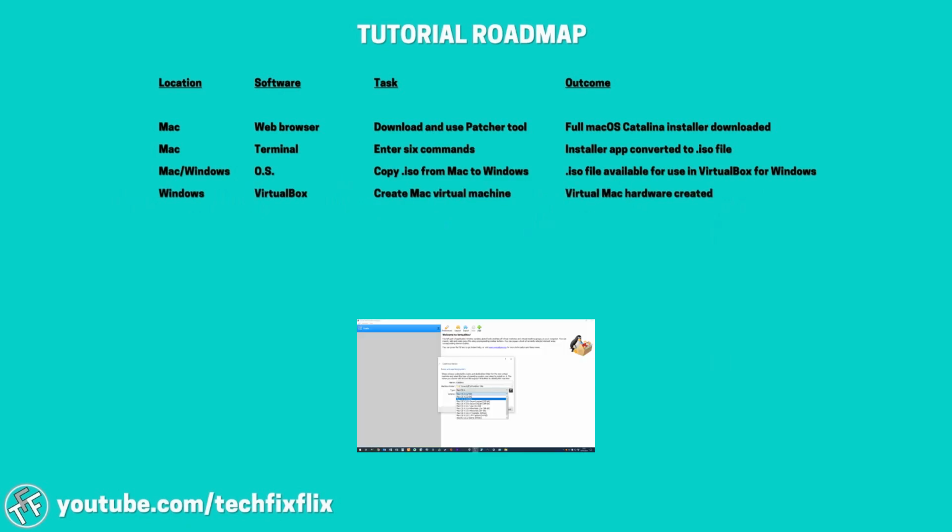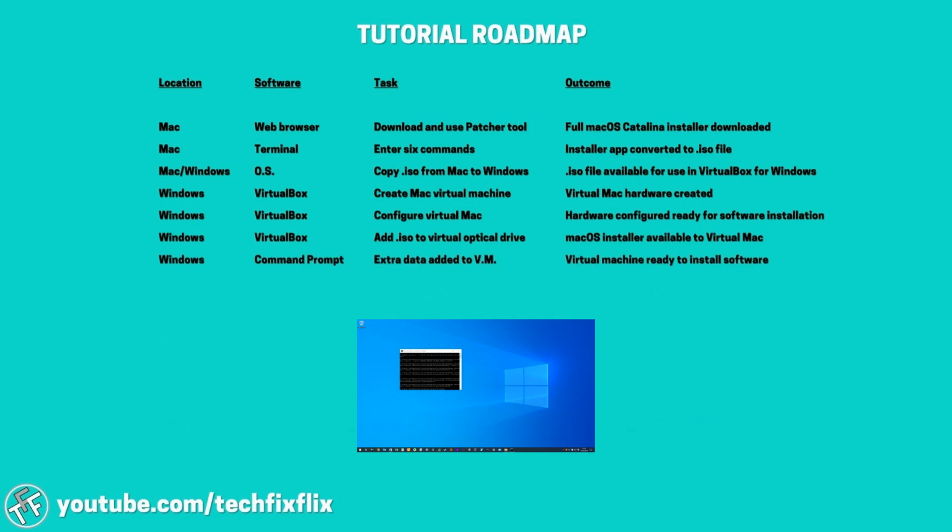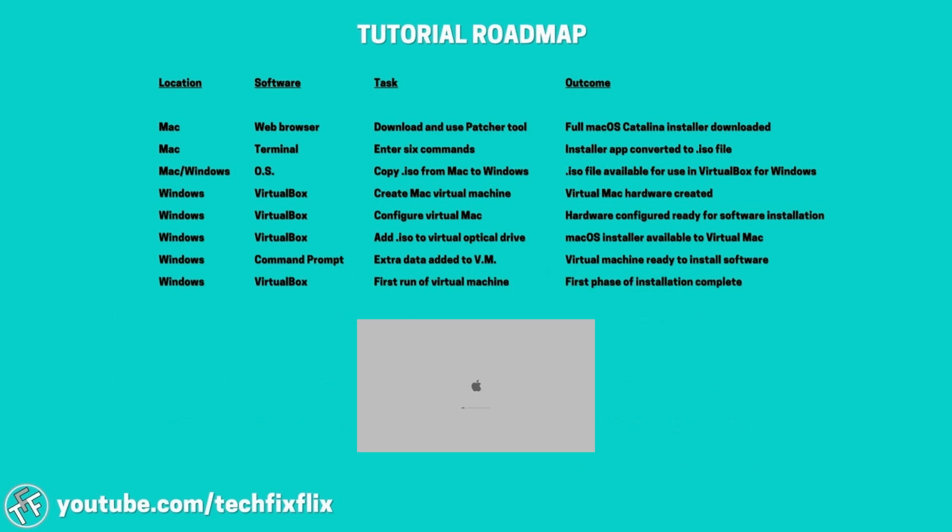We will run VirtualBox on Windows and create a macOS virtual machine, modifying the configuration as necessary before attaching the ISO we've created. We will then add 6 lines of extra data to the virtual machine settings using the command prompt in Windows before running the first phase of the macOS installation.